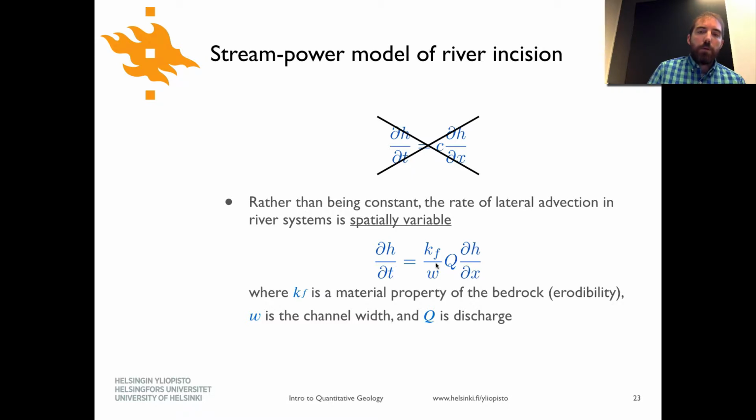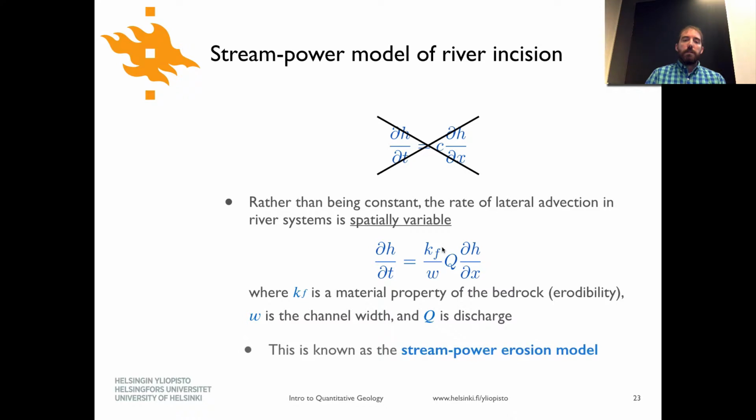And now we can consider that these are going to vary in space. And this is what's called the stream power erosion law. I don't know if anybody's heard of this one before or seen it in any way, but it's probably the most commonly used model for simulating river erosion in mountainous landscapes.